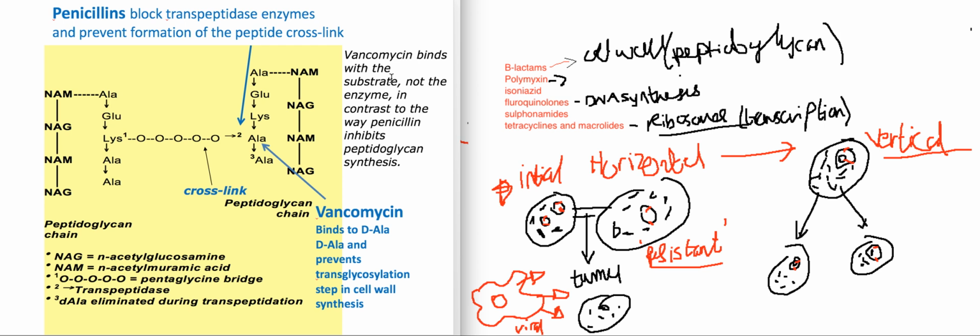Now the difference is vancomycin binds with the substrate, not the enzyme. In contrast, penicillin inhibits peptidoglycan synthesis. Vancomycin binds to the alanine and then prevents the transglycosylation step, so it prevents glycosidic bonds from being formed in cell wall synthesis. Penicillin prevents peptide bonds, but vancomycin prevents glycosidic bonds. So that's the key difference.